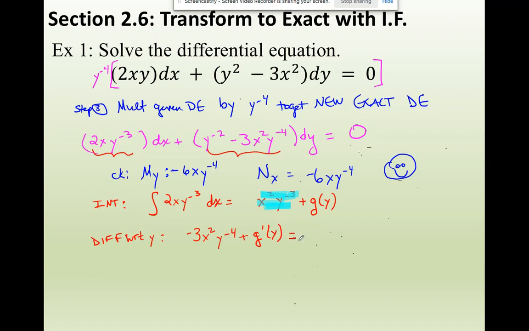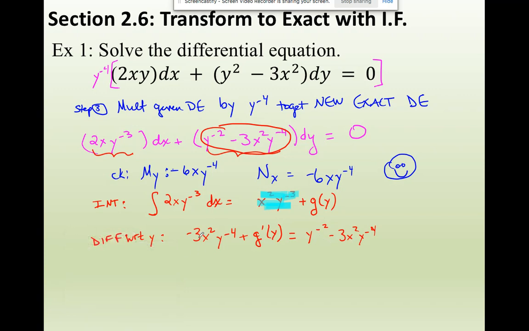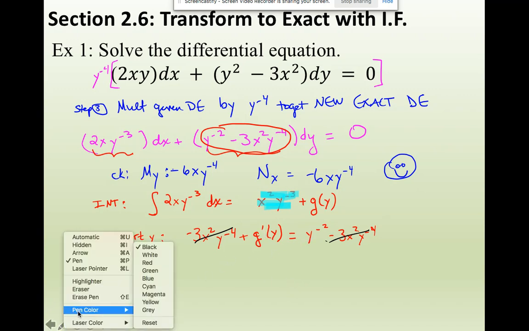But remember, what is that equal to? That is equal to our new N, because that is already a derivative, right? The partial with respect to y. And at this point, if you don't get a cancellation, you've done something wrong, right? You need everything in terms of x to go away. And indeed it did. So g prime of y is equal to y to the negative 2. Now go integrate.